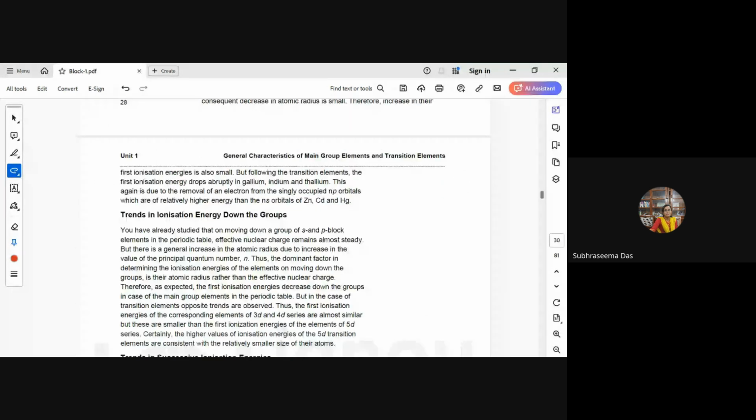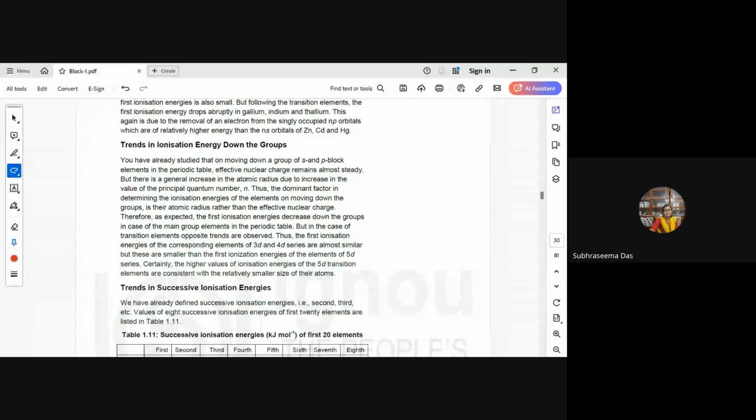Now looking into the trends in ionization energy down the group. We already know that on moving down the group of s and p block elements in the periodic table, the effective nuclear charge remains constant, but there is an increase in the principal quantum number n. So the predominant factor in determining the ionization energy is the atomic radius rather than Z star. Therefore the ionization energies decrease down the group in the case of the main group elements. However, when we go to the transition elements, opposite trends are observed.